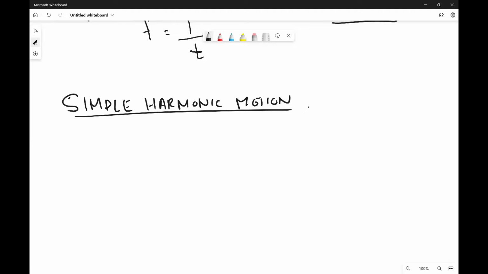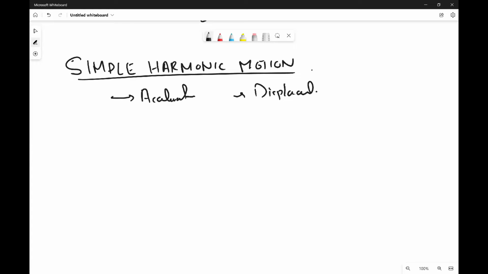Okay? So we need to be considerate of number one, acceleration, number two, displacement. Displacement is obviously the distance covered by the oscillating object in a particular direction, and acceleration is the rate of change of velocity of that object.